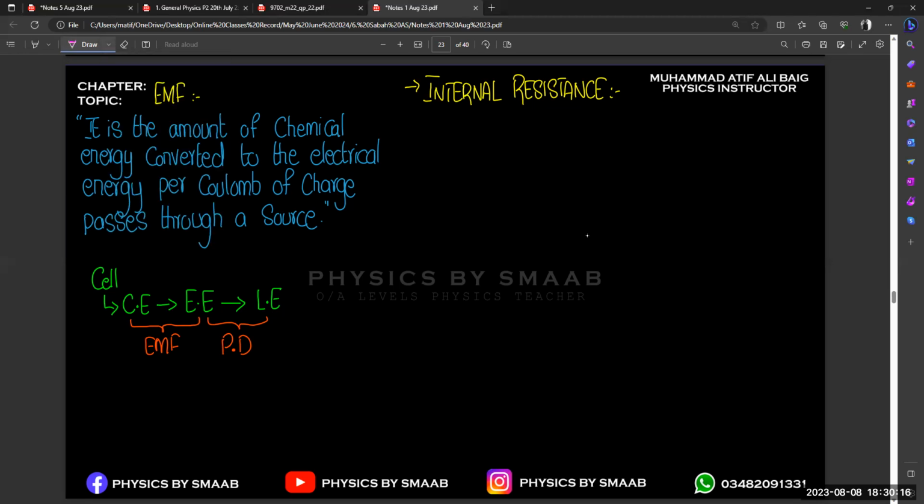Okay, so it is not really a definition, it is just a concept: all power supplies, and by power supply we also mean cells, batteries, AC, DC, all the sources, all power supplies have some resistance between their terminals.